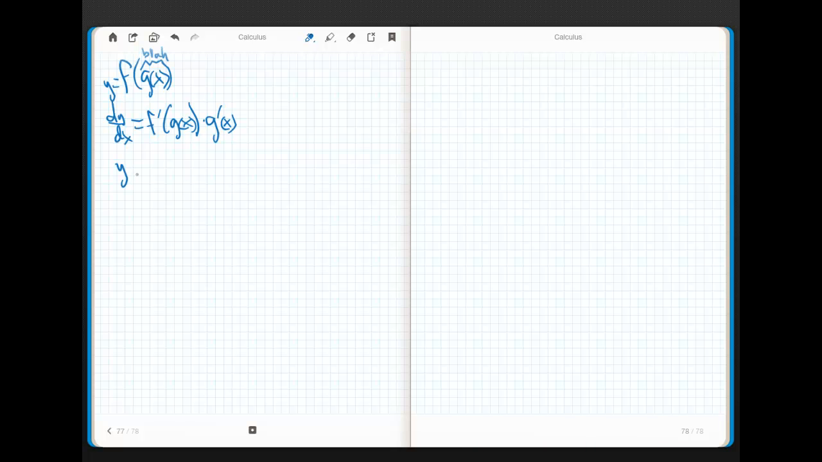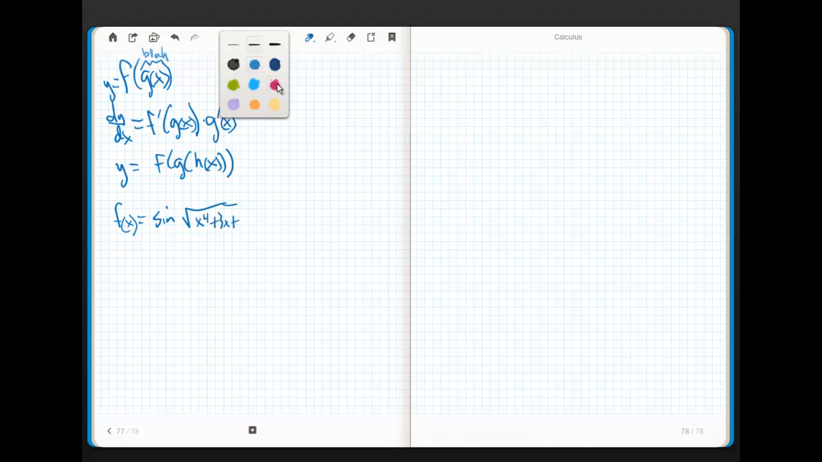Now, what if I have y equals f of g of h of x? Now, don't be intimidated. It looks contrived, but it's really not. For example, what if I have f of x equals the sine of the square root of x to the fourth plus 3x plus 1, just for giggles? Now let's look at what happens. So first things first, I'm going to use some colors on this, and then we'll actually put this into practice.